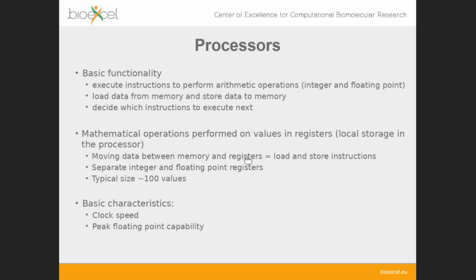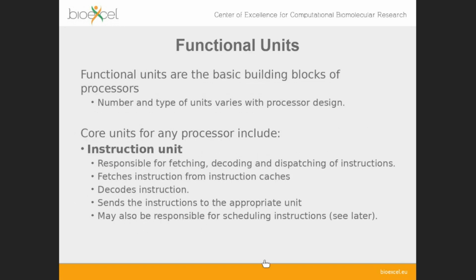Registers is simply another word for the local storage of data close to the processor, and these can store only small amounts of data, maybe about 100 values of integers or floating point numbers. I already said the clock speed is a key characteristic of processors. It determines to a large extent how fast a single core is. And also, as a result, the peak floating point capability, namely how many operations involving floating point numbers per second a processor can execute. These are key aspects of speed.